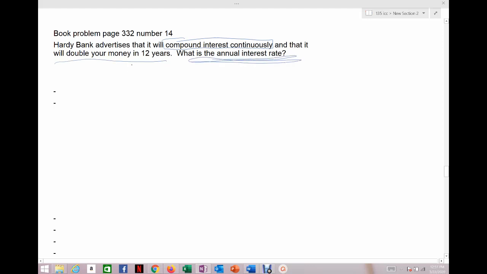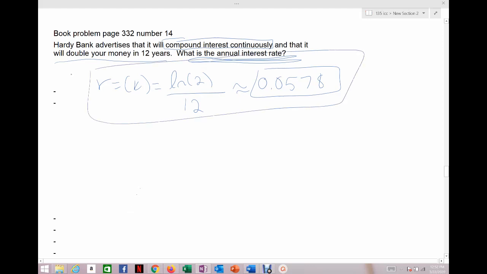And so this is using that doubling time formula. R really is your K value. It's just in terms of money. And so the doubling time is the natural log of 2, because it's doubling, over the doubling time, right? So that would be the interest rate. So you take the natural log of 2, divide by 12, and it comes out to 0.0578 if I round that. And they didn't tell me how much to round it to, but this would be the value, right? And so that's using that short formula, that doubling time formula, right? So my interest rate would be that amount.